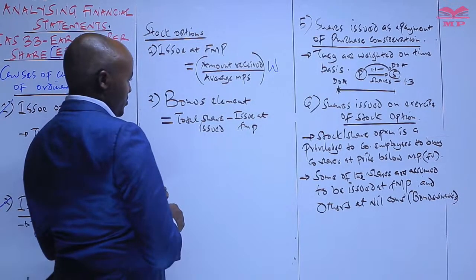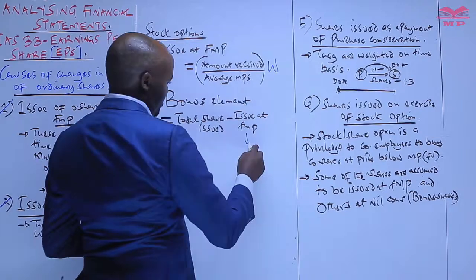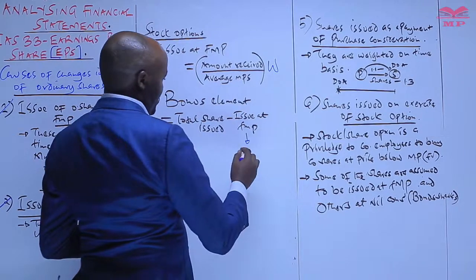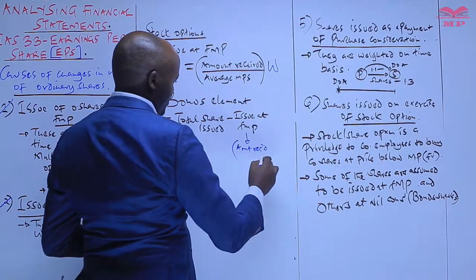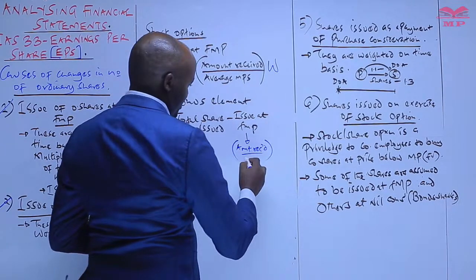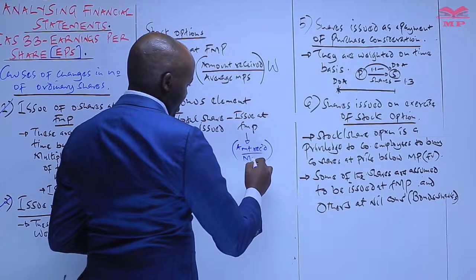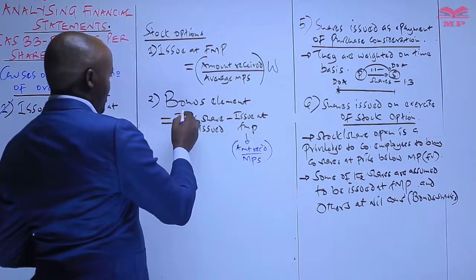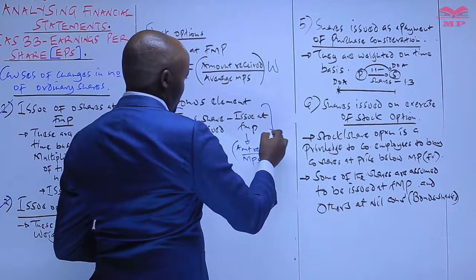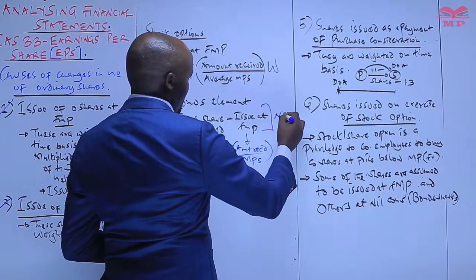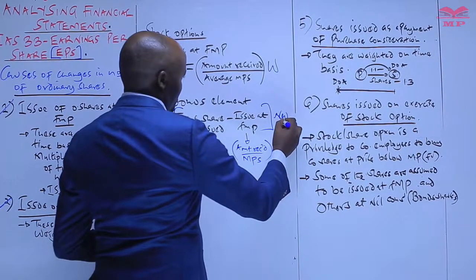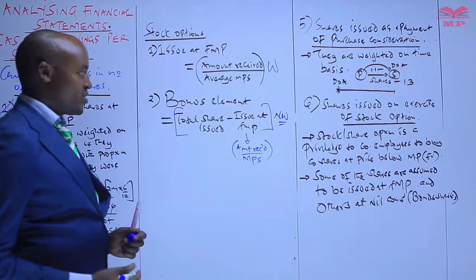And the shares which were issued at full market price, we have said this one is determined by taking amount received divided by the average market price per share. And then this particular bonus element, because these are shares which are issued free of charge during the current financial year, these particular shares, we don't do what? We don't weigh them on time basis.